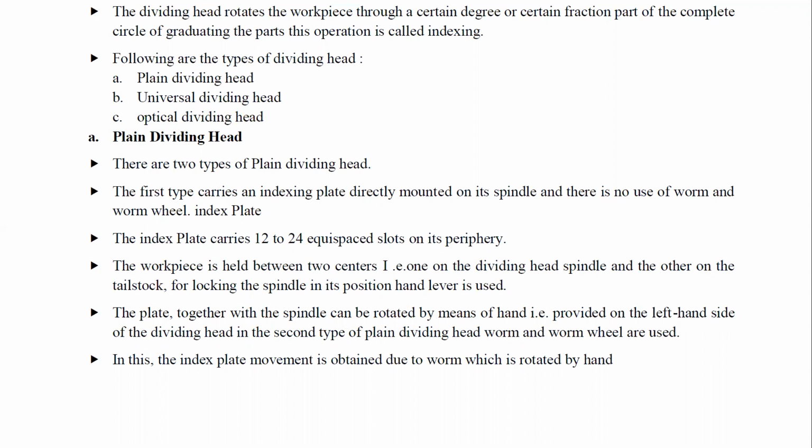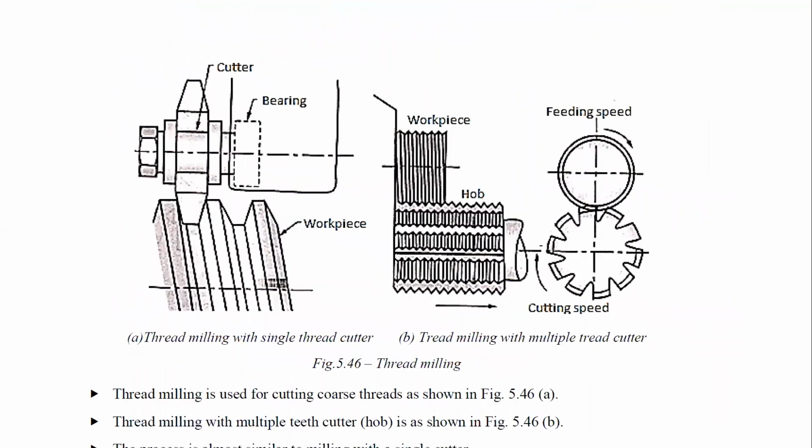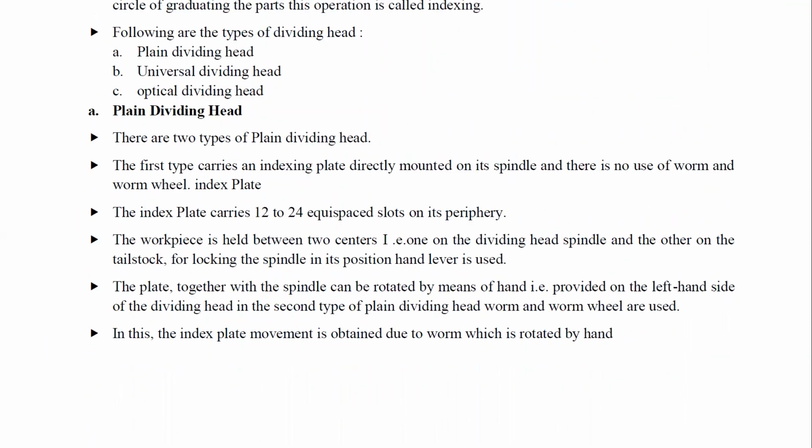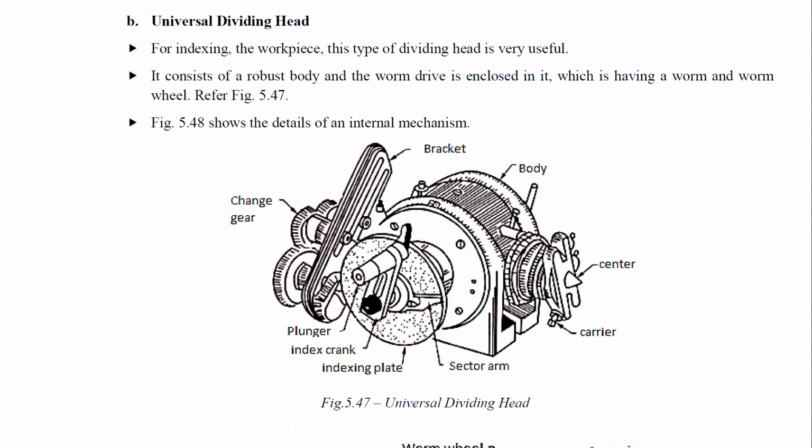In the second type of plain dividing head, worm and worm wheel are used. In this, index plate movement is obtained due to the worm, which is rotated by hand. So this is about the plain dividing head. Second one is the universal dividing head. For indexing the workpiece, this type of dividing head is very useful.